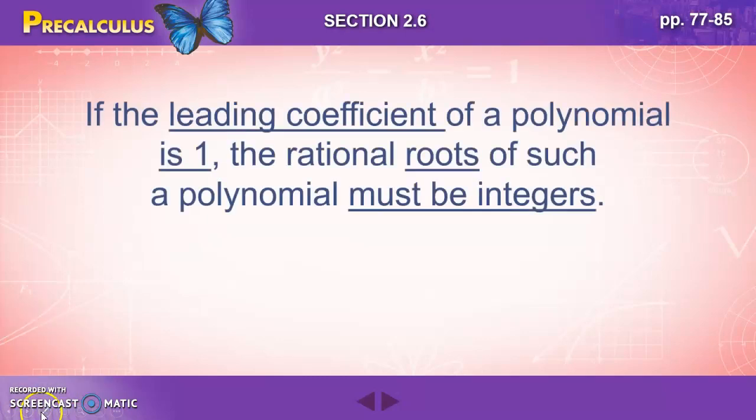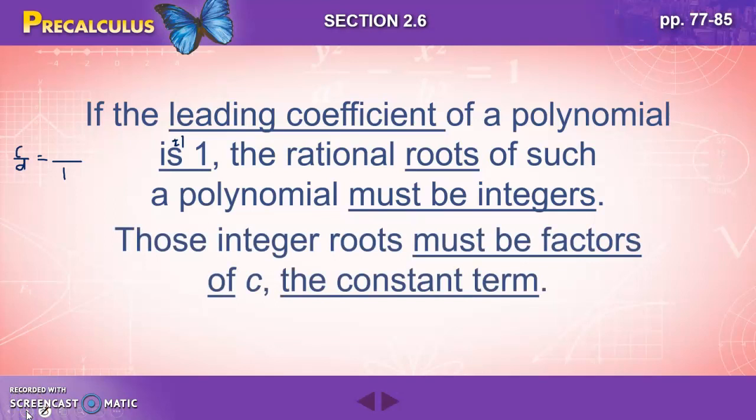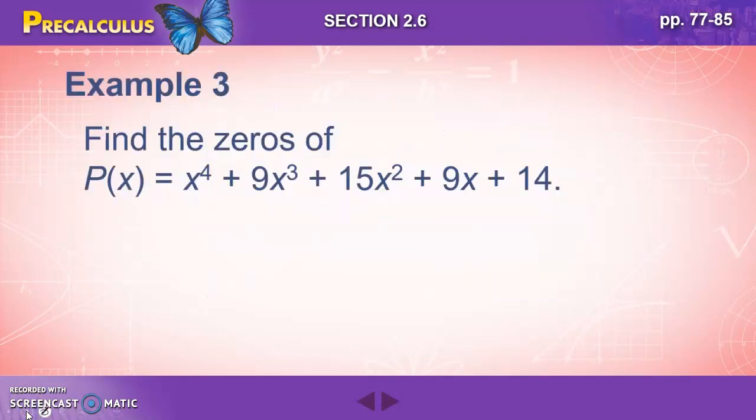If the leading coefficient of a polynomial is 1, then all of our rational roots must be integers, because the only factors of 1 are positive and negative 1. And if our rational roots are C over D, then all of our roots are all over 1, which means they must all be integers. Those integer roots must be factors of C, the constant term.